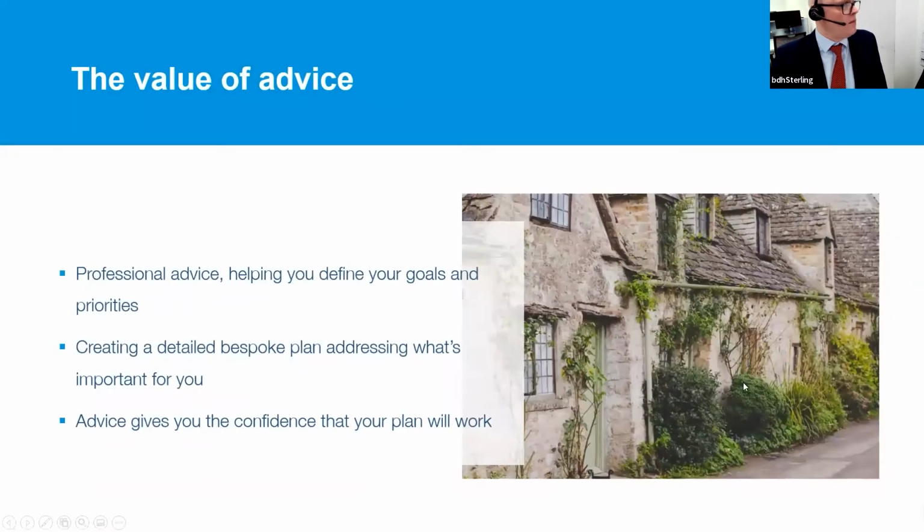And finally, the value of advice. We can provide professional advice, helping you to define your goals and priorities. We can create a detailed bespoke plan addressing what's important to you. We can use things like cash flow analysis and forecasting to see where things drop in, and put in the future where you might come up with a big tax liability for IHT, and look at ways in the lead up to those years that we can help extinguish or reduce that exposure.